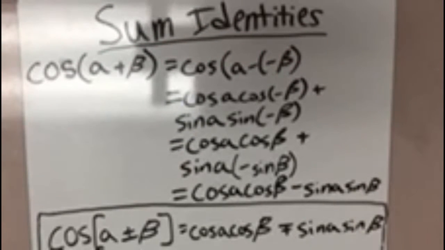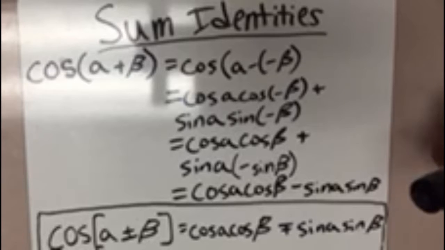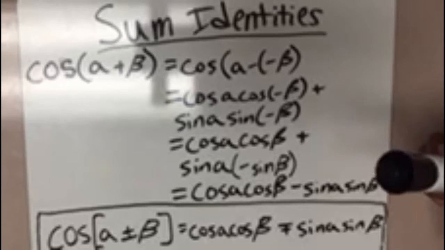Chapter 7.3 Sum Identities. In this chapter, we'll be learning about the sum identity for the cosine function, sine function, and the tangent function. First, let's start off with the sum identity for the cosine function.